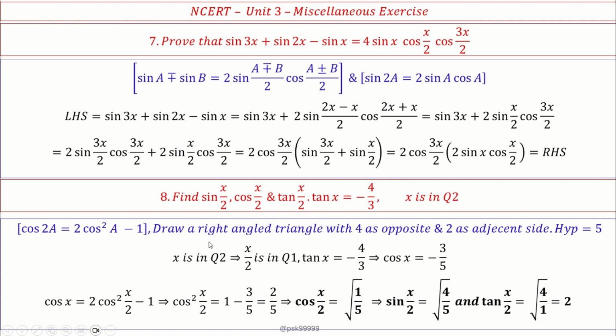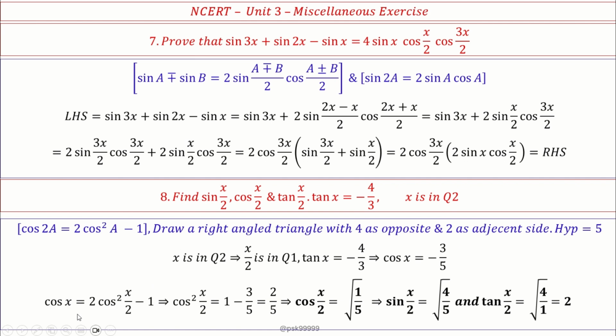The eighth problem is they gave you tan x, and you need to find sin x by 2, cos x by 2, and tan x by 2, or any other x by 2 trigonometric ratio. How do you do this? First thing is you draw the right angle triangle, 4 by 3 is there. You will find the other side, the hypotenuse, which is 5. And then you get the value of cos x. This is very easy. Cos x, once you get it, is minus 3 by 5, depending on the quadrant, right?